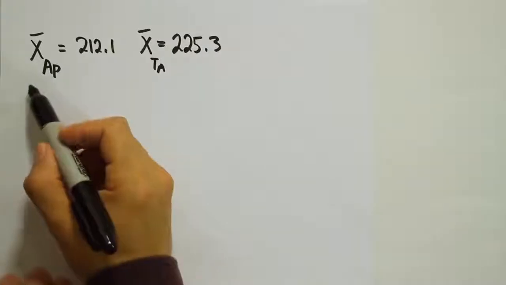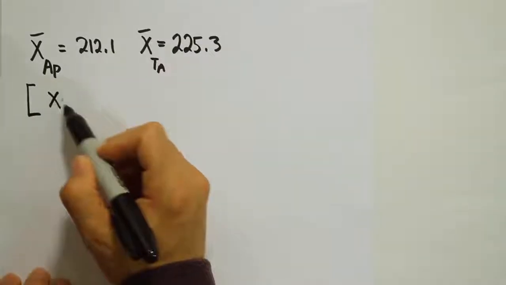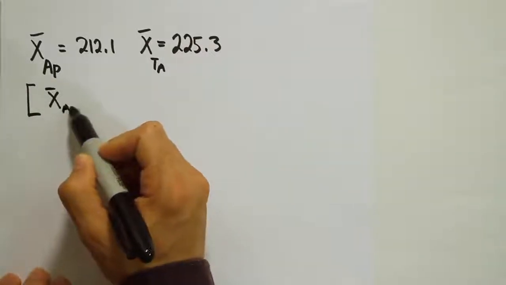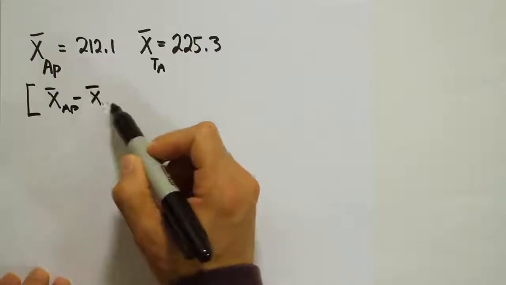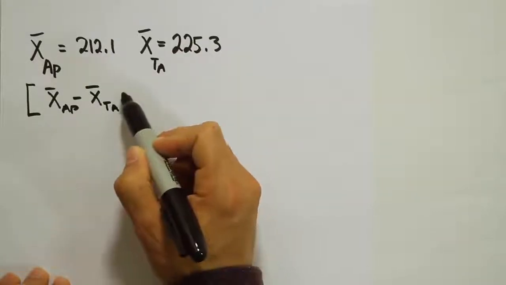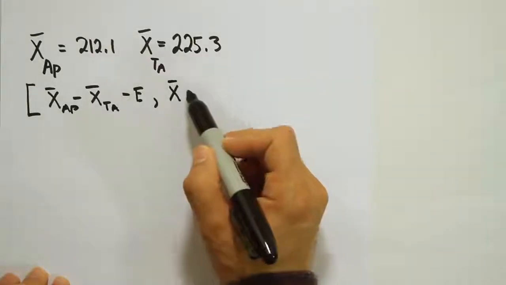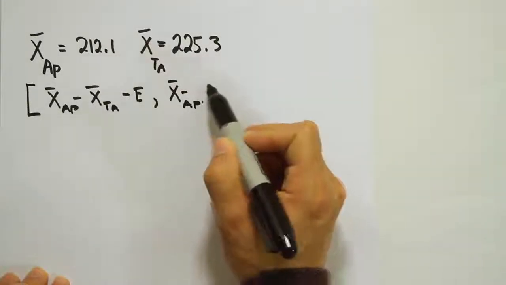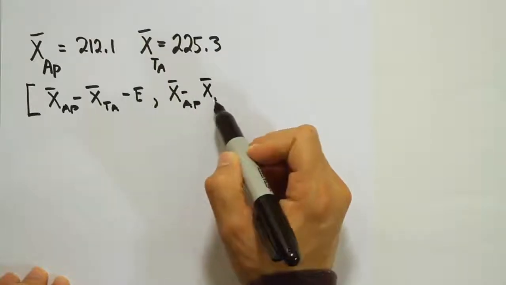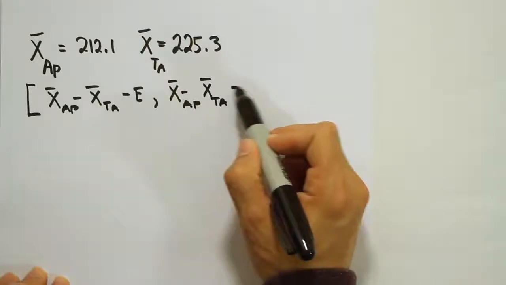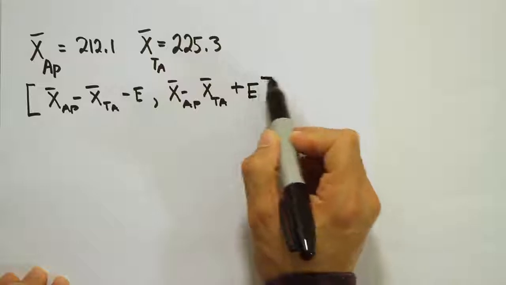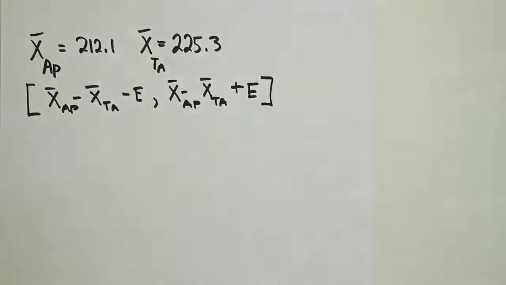All right, so what we want to do first then is to subtract those two numbers so that we come up with the first part of our interval, which is going to be x bar for the appraisers minus x bar for the tax appraisers, right? Then we'll do minus the error. Then we're going to have, again, x bar for the appraisers minus x bar for the tax appraisers plus the error. And when I'm done, that will give me the interval.